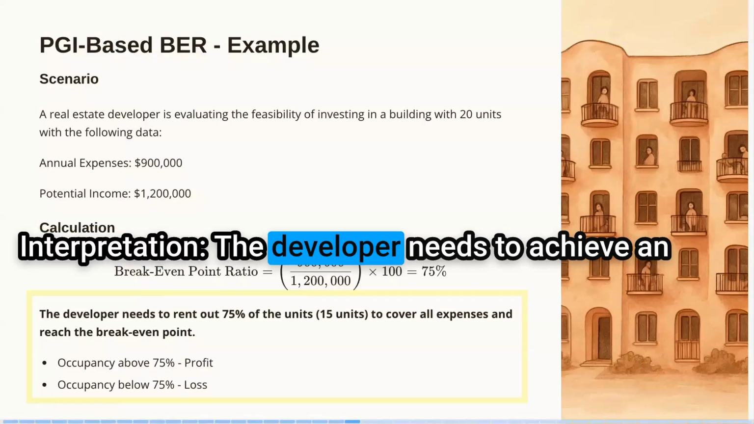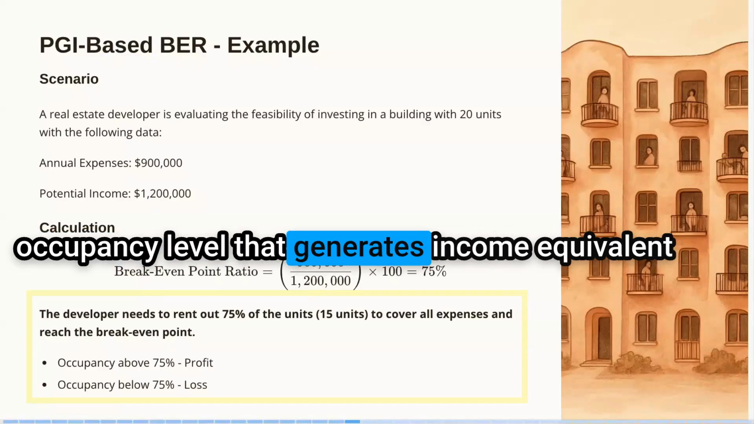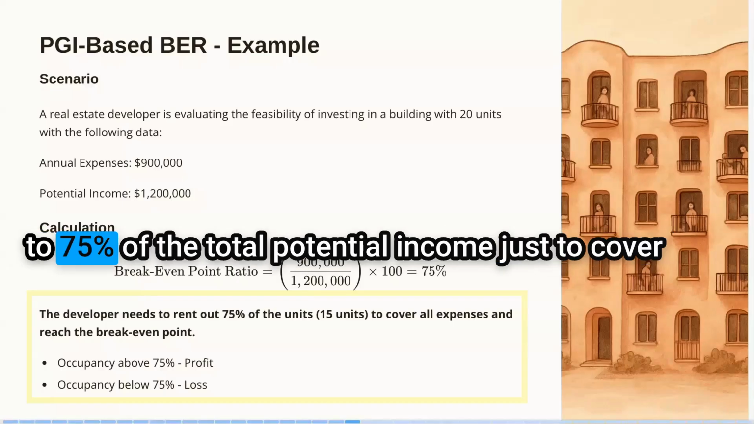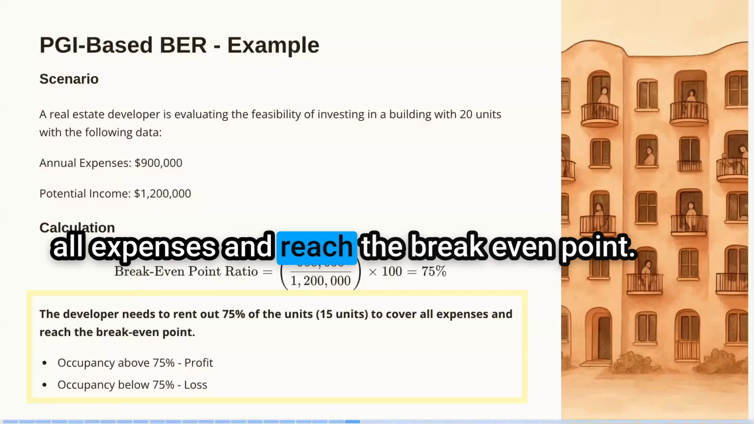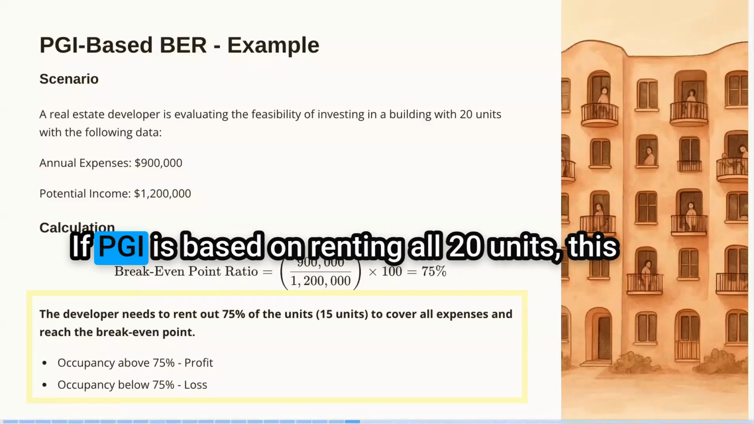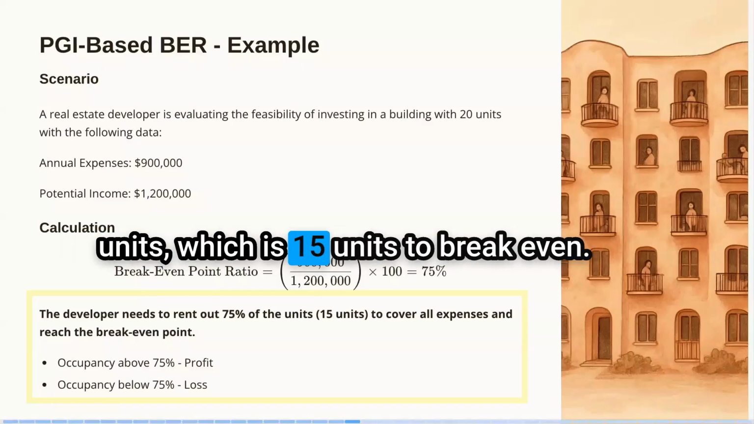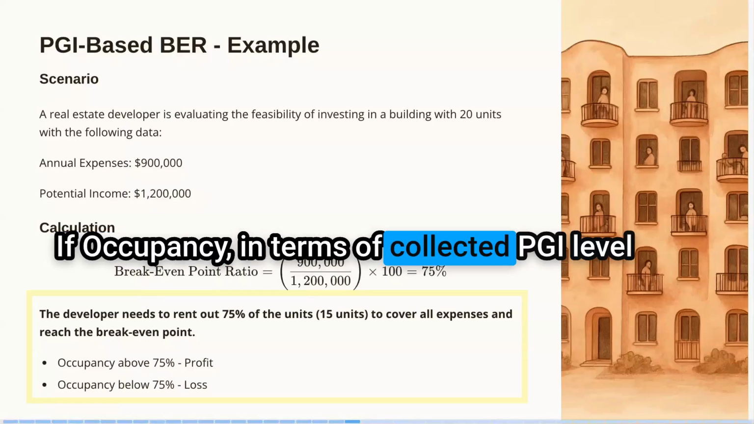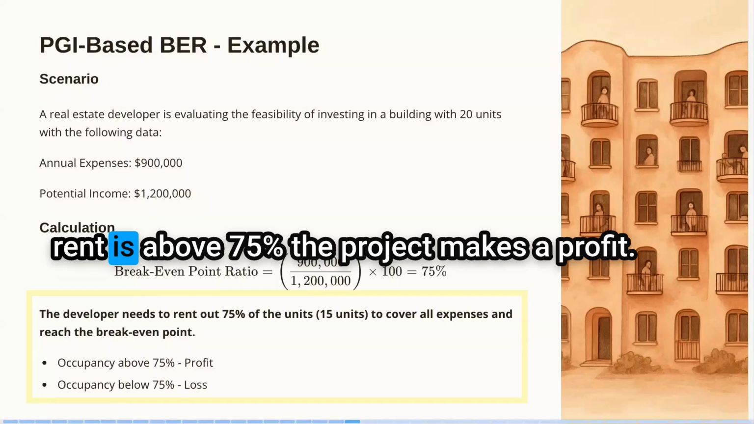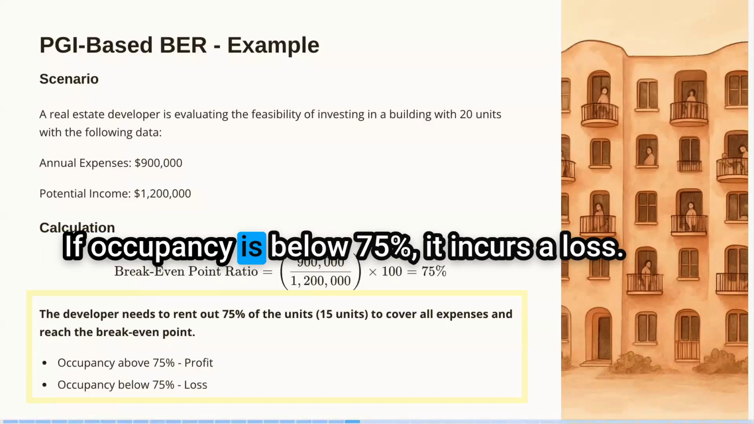Interpretation: the developer needs to achieve an occupancy level that generates income equivalent to 75% of the total potential income just to cover all expenses and reach the break-even point. If PGI is based on renting all 20 units, this implies they need to rent out 75% of the units, which is 15 units, to break even. If occupancy in terms of collected PGI level rent is above 75%, the project makes a profit. If occupancy is below 75%, it incurs a loss.